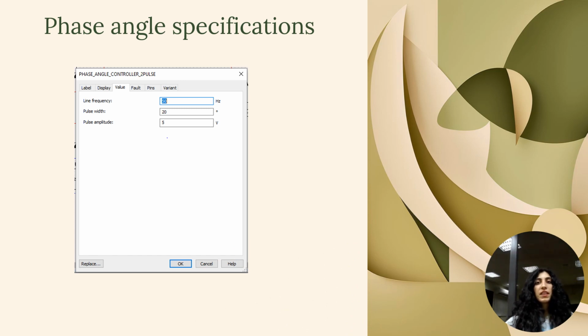Phase angle specifications. The phase angle controller works on controlling the pulse of the rectifier. Moreover, the line frequency has been modified from 60 Hz to 50 Hz because the power supply generates 50 Hz. In regards to the pulse width and pulse amplitude, they were set by default.